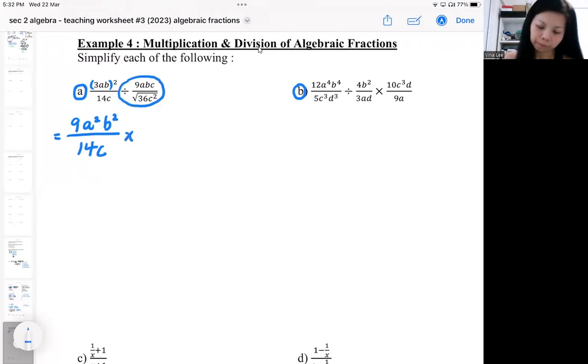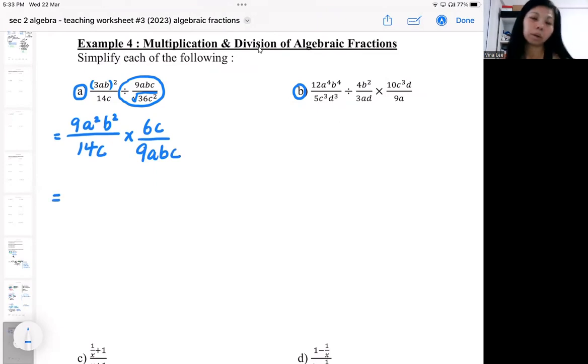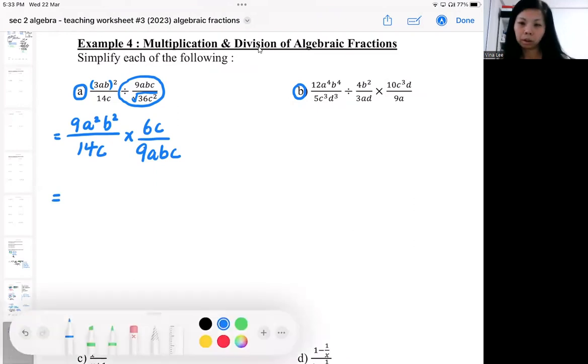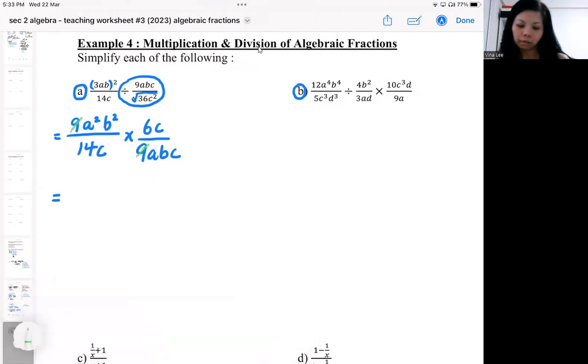You flip over, square root 36 will be a 6c. You flip over. Then I want you to try the top times top, bottom times bottom. But for this one, maybe I will cancel the 9 because the 9 is a very easy cancellation. Okay, so I want you to try and see what happens.